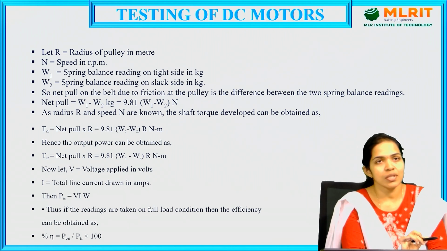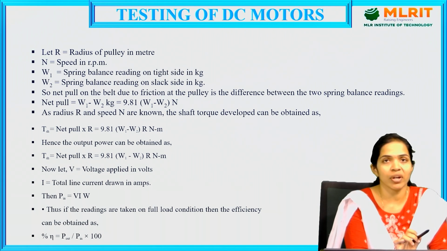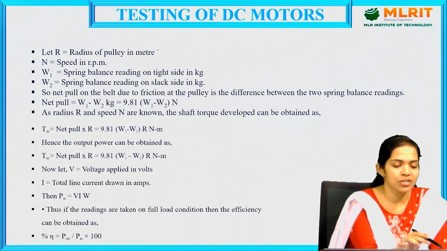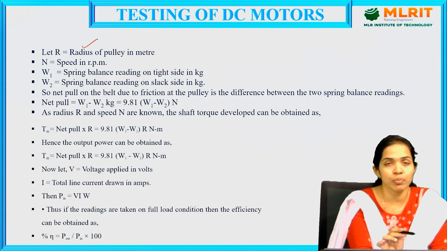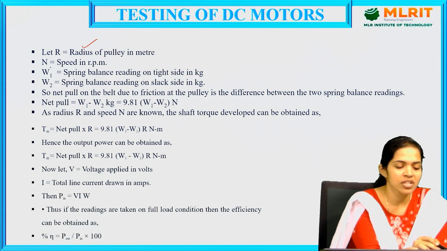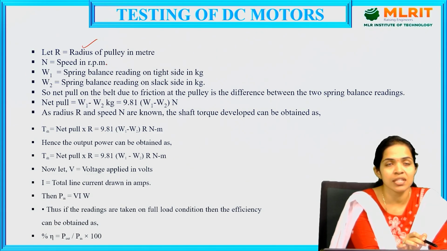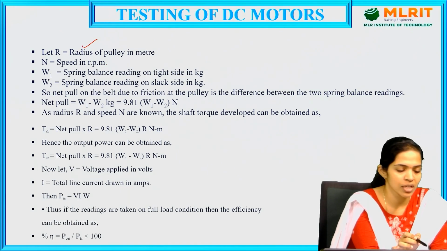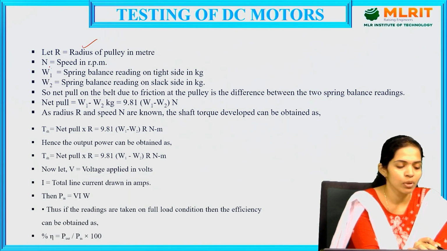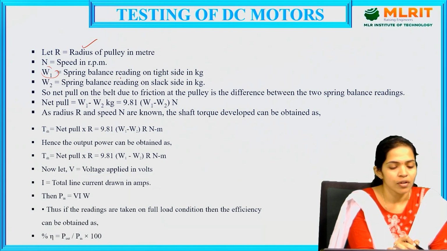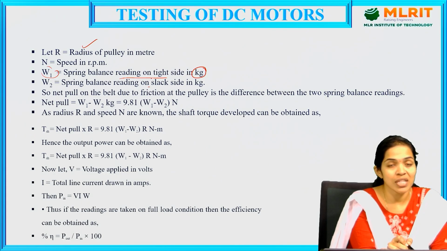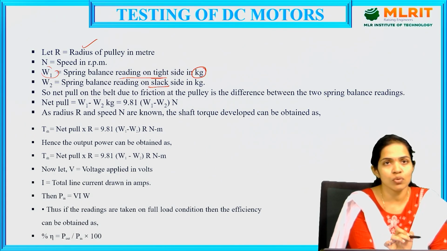So for this, we are going to consider the arrangement required for the brake test. Before that, we consider R as the radius of the pulley in meters, and N is the speed of the motor in RPM, that is, rotations per minute. W1 is the spring balance for reading on one side of the pulley, and W2 is the spring balance for reading on the other side. The side which is tight is called the tight side, and the other, which is a little loose, is called the slack side.